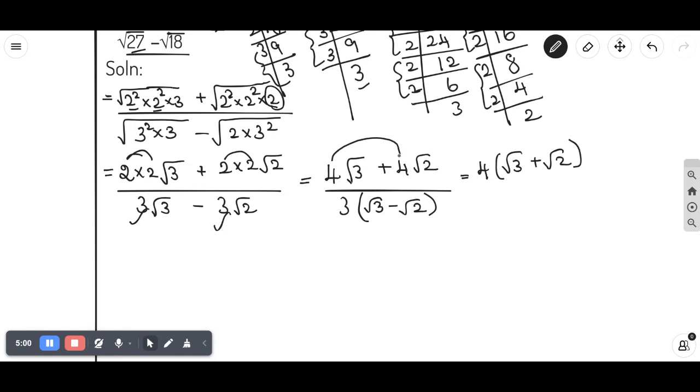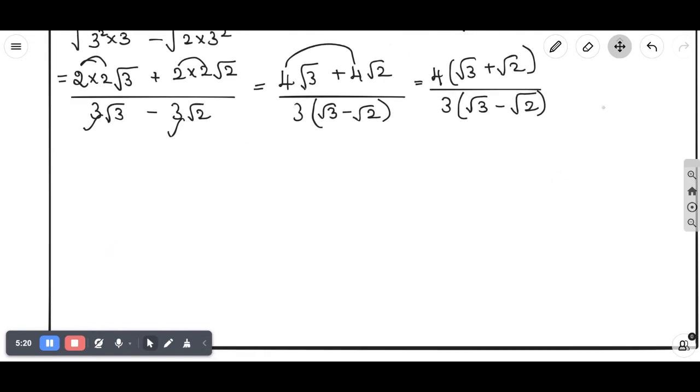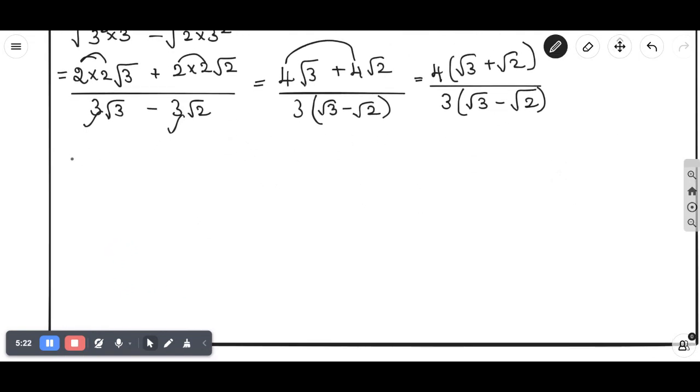These 4s I am taking outside. Denominator let us write as such. Now, did you see, we have got simpler terms instead of our question, which is 48, 32. We have got small numbers, so we can do it a little easier. Math is always about doing the steps quickly, in an easier and correct manner.